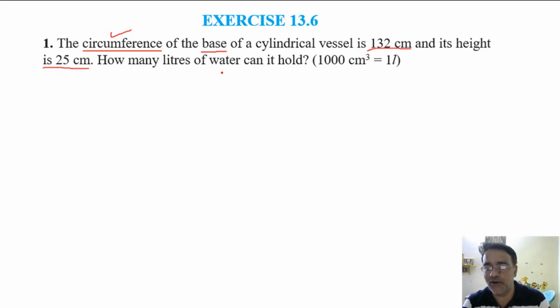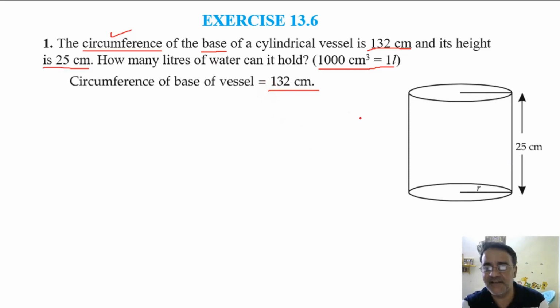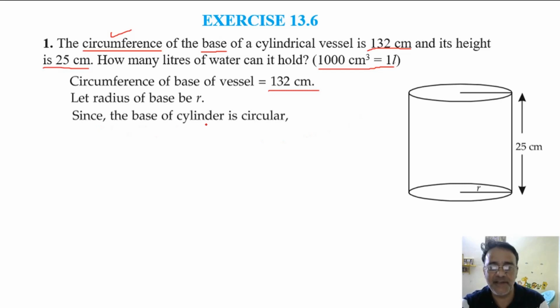That means we have to find the volume and the relation is given. Usually in the exam the relation is not given. Okay, that means we have to find the volume and we have to convert it into liters after finding the value of volume. So let us start with the rough figure, and the circumference of the vessel is given as 132 centimeter, that is 2 pi r. Since the base of the cylinder is circular, circumference is 2 pi r and that is equal to 132.